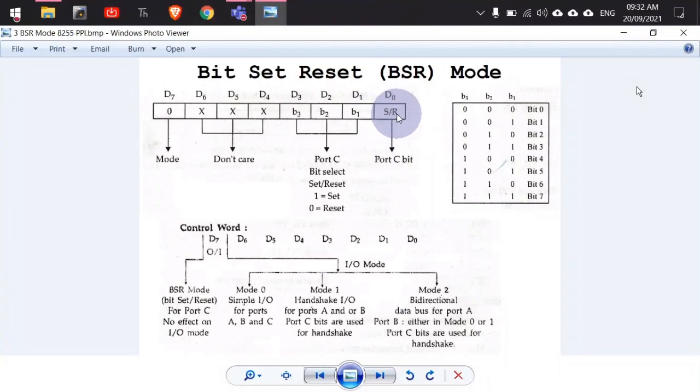Setting means 1 and resetting means 0. So if you want to set it, you put a 1 here, and if you want to reset it, you put a 0 here, right? So accordingly your format will be set.